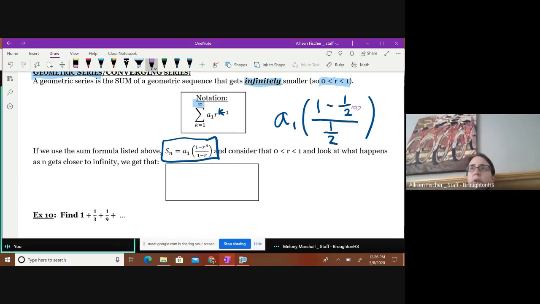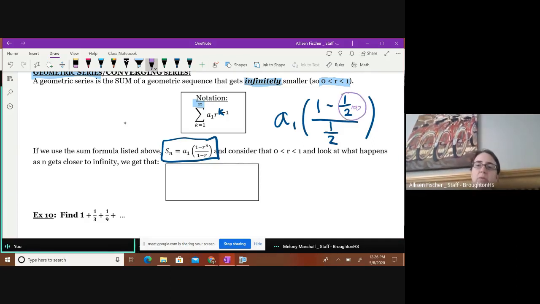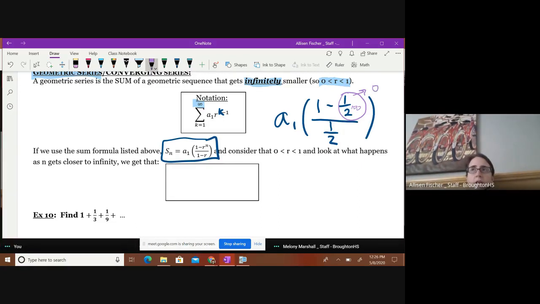Okay, so if you have something really, really big and you have 1 divided by a really, really big number, so 1 divided by something huge, what's going to happen is that this term right here becomes really, really close to 0. So 1 divided by something huge approaches 0. This is like the concept that we talked about at the very beginning of the year, the idea of a limit.